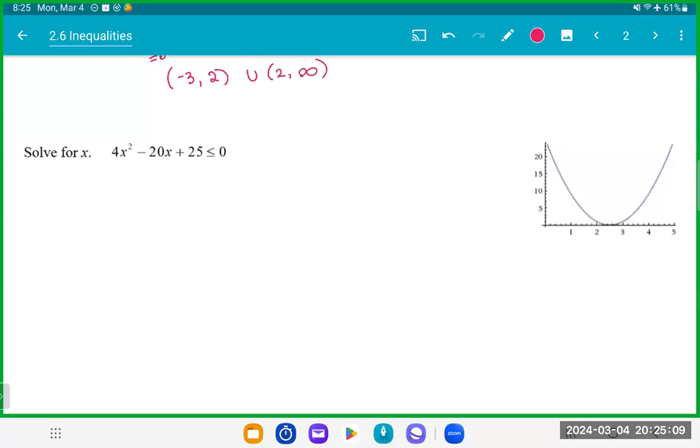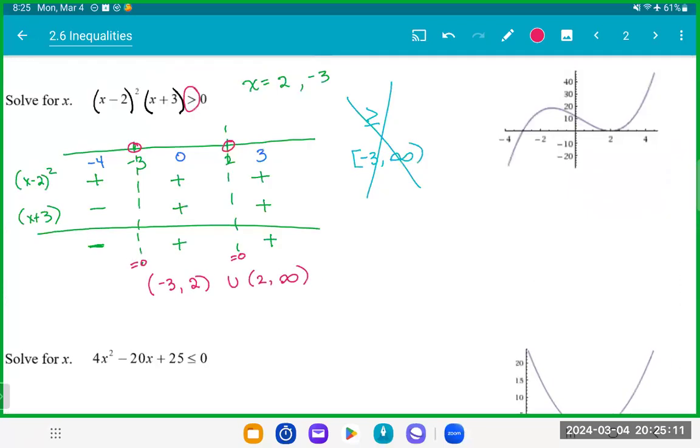Okay? And so we can look at this example here. We had negative 3 to positive 2. You could see the whole graph is above here. And then again from 2 all the way up to infinity. And the reason that it doesn't include those values is because it is equal to 0 at those points. Okay? Question.